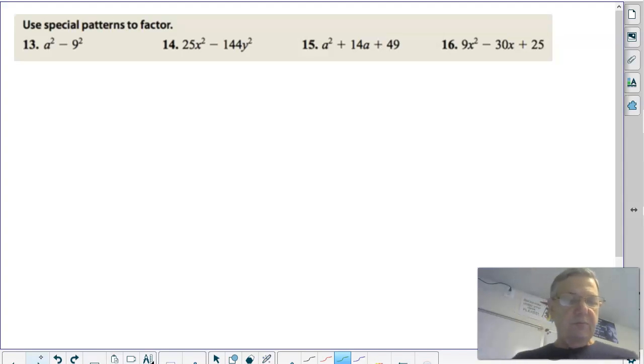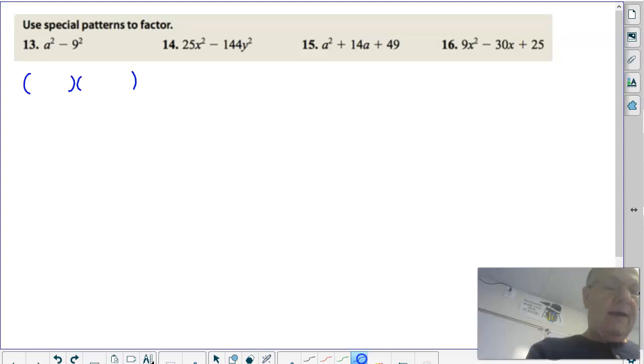All right, use special patterns to factor. So 13 is a difference of 2 squares. And I think we've gotten to this already. If we have not, forgive me. We'll get to this in the next lessons. Plus in the middle of one, minus in the middle of the other. Square root of the front goes in the front, and the square root of the back goes in the back.